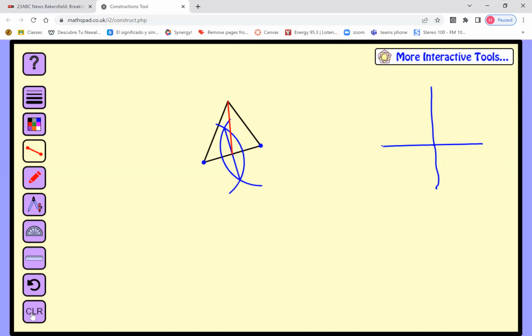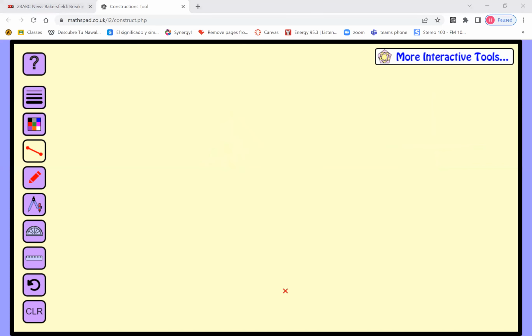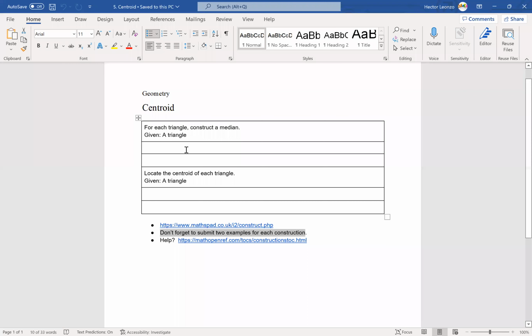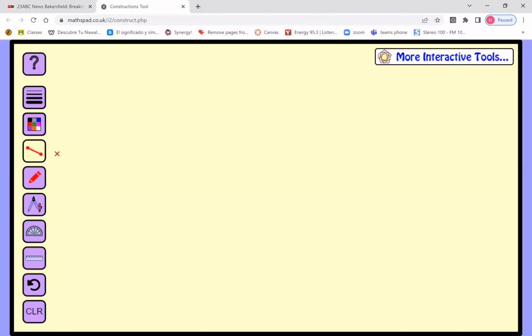Okay, that helped you guys out. Let's take a look at my next construction. Remember, you gotta do two of each. So the first construction, you gotta do two of that. Now the second construction, it says locate the centroid of each triangle. You're given a triangle.